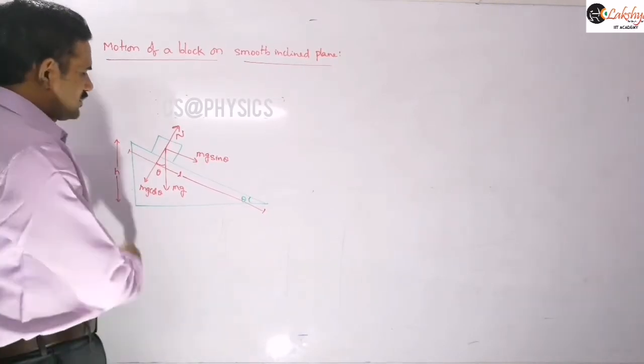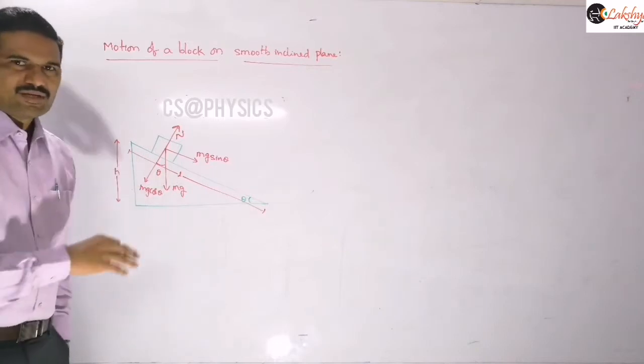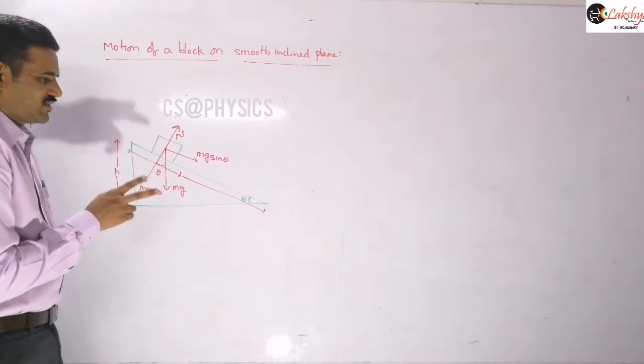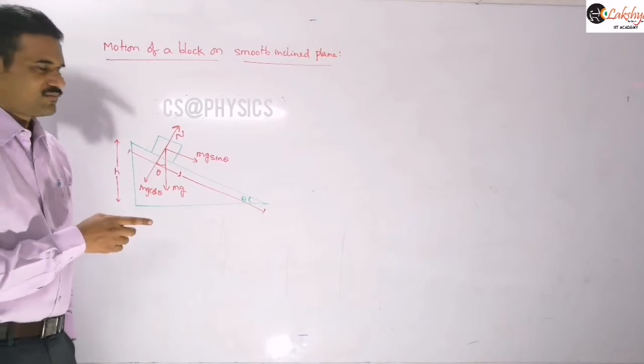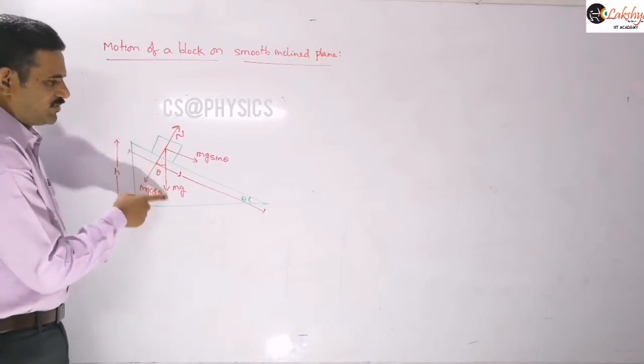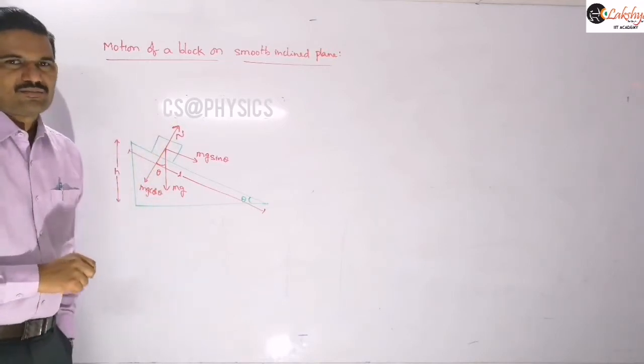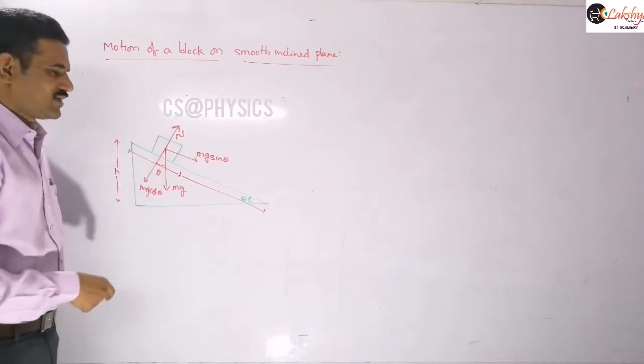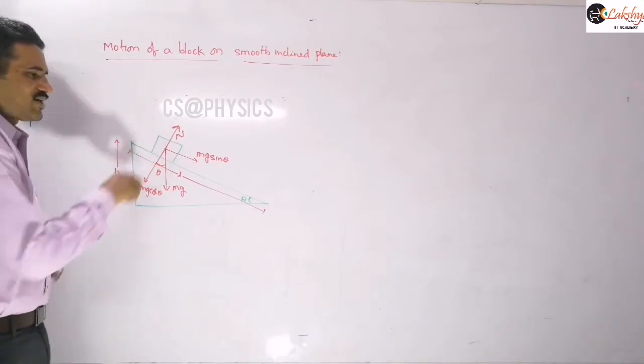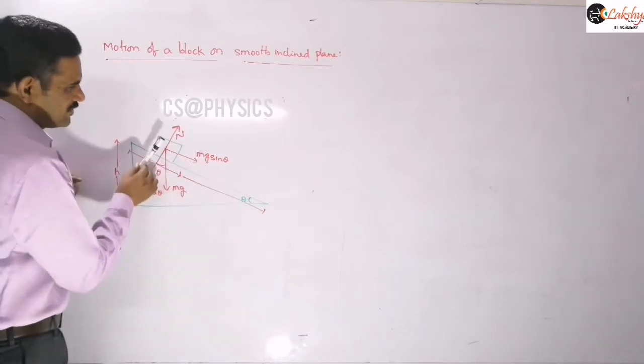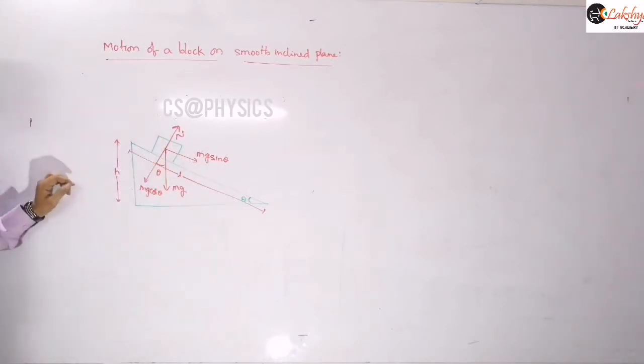And now I am drawing the free body diagram here itself. You know the forces, actually there are two forces acting on this block. One is mg, the weight of the block, and the other is the normal reaction N. So mg is always vertically downwards. Now the normal reaction is normal to this inclined plane. This is the inclined plane, and the normal reaction N is perpendicular to it.